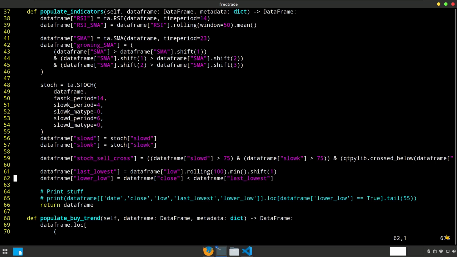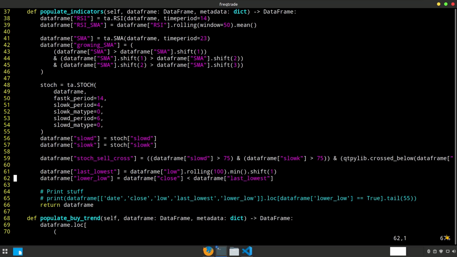Another interesting thing here is the growing SMA parameter. Apparently the author uses a true value here if the close price of yesterday is higher than the day before and the close of the day before is higher than the day before that. Which means that the SMA is rising over the previous 3 days, which is very ingenious.